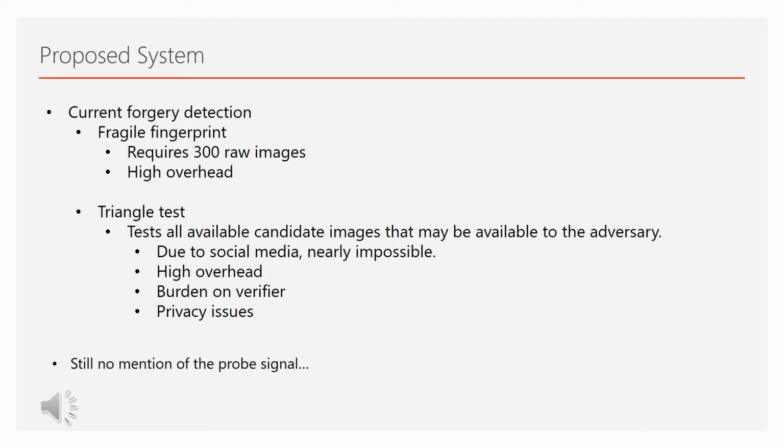The ABC protocol still needs a way to prevent malicious forgery. There are 2 main forgery detection methods that we will speak about. The fragile fingerprint method. The fragile fingerprint method requires 300 raw images. Raw images are very big. This means there will be an extreme data burden on both the user and the verifier. This creates a high overhead.